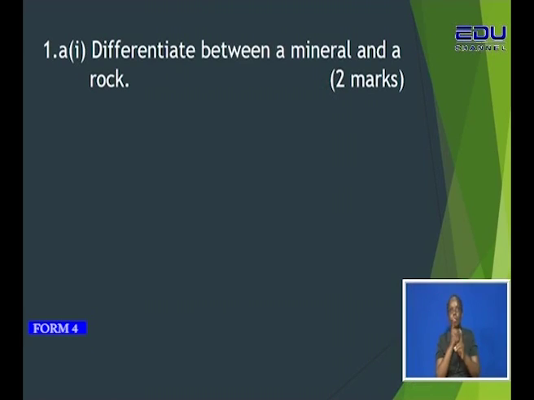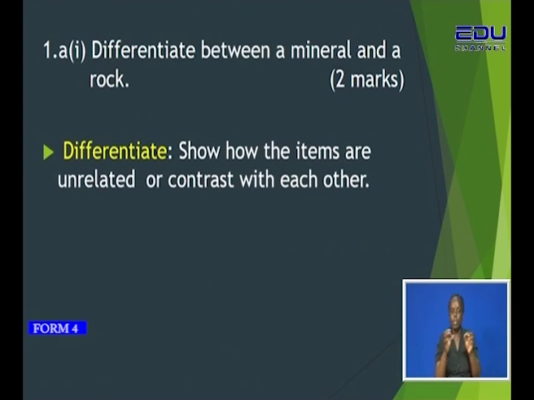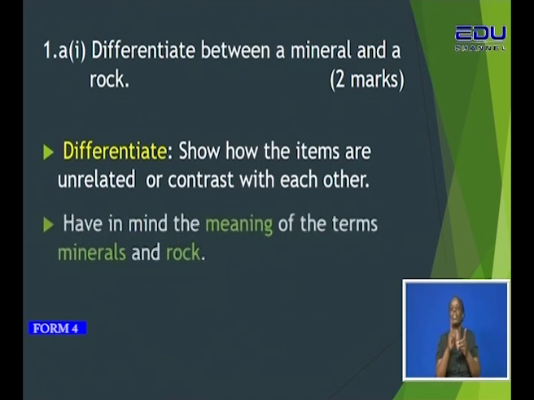So the first one that we're going to deal with is differentiate between a mineral and a rock, which is taking 2 marks. So we are going to look at the interpretation of the question so that you can understand the words that have been used in the question and therefore be able to answer the question appropriately. The first term that has been used is differentiate. Now, to differentiate means to show how the items are unrelated or how they contrast with each other. So that is why the term differentiate has been used.